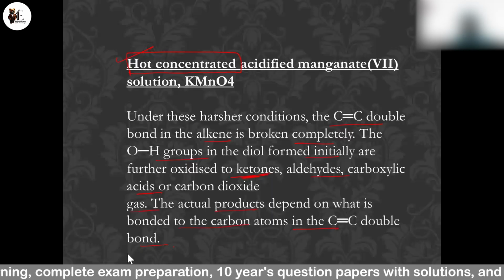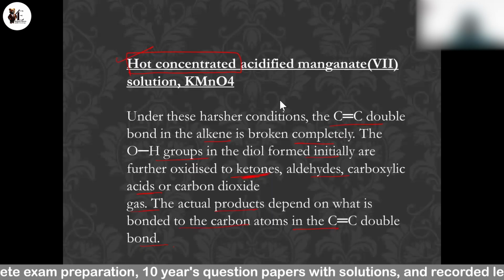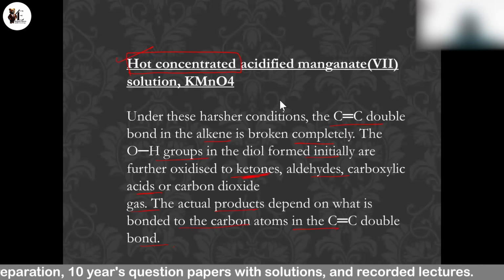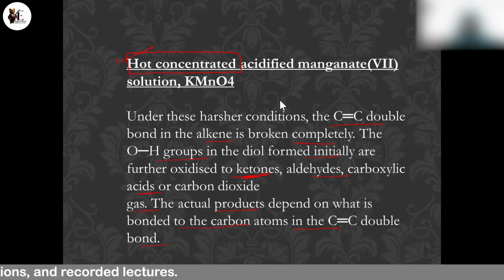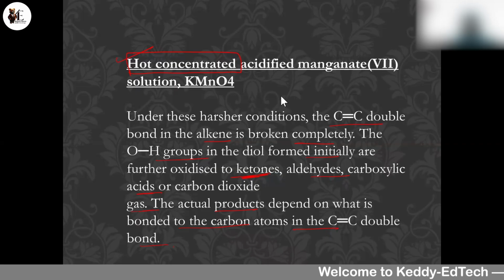First of all, write this down. In the cold and dilute KMnO4, you have to just break your alkene and form a diol. So it is simpler. But in hot and concentrated KMnO4, it is more harsher conditions. So your products are further oxidized to ketone, aldehyde, carboxylic acid, or carbon dioxide.